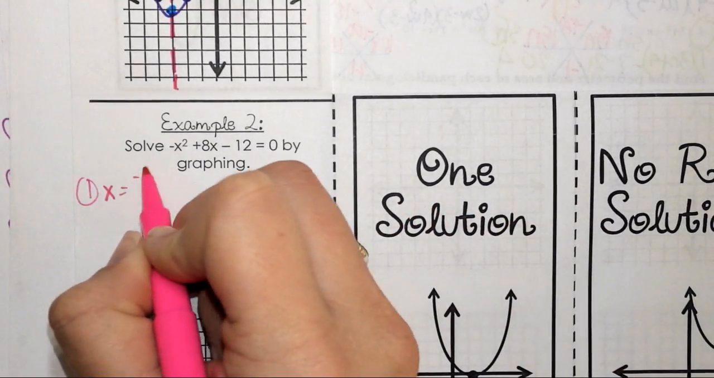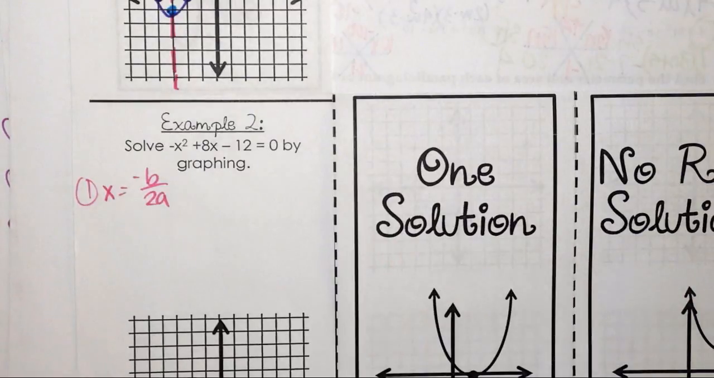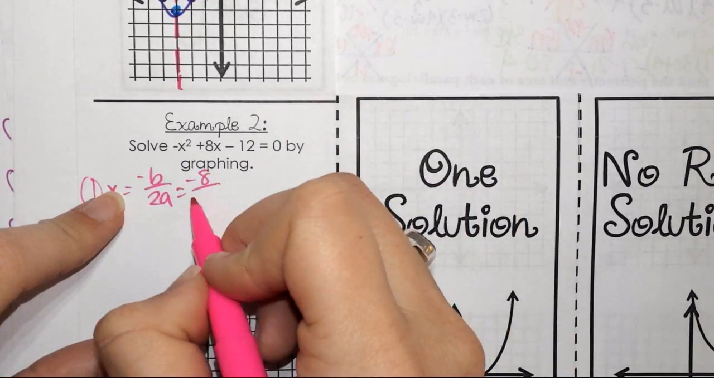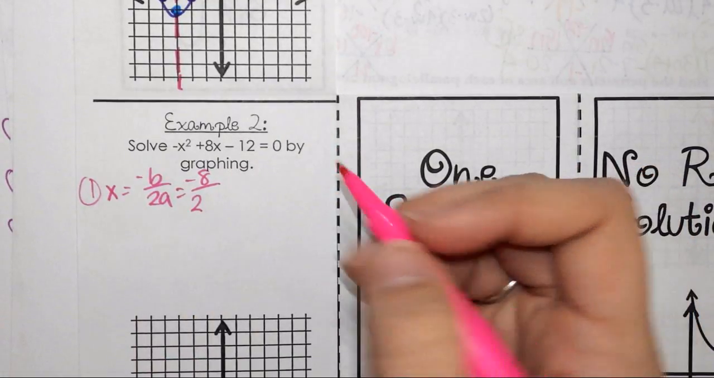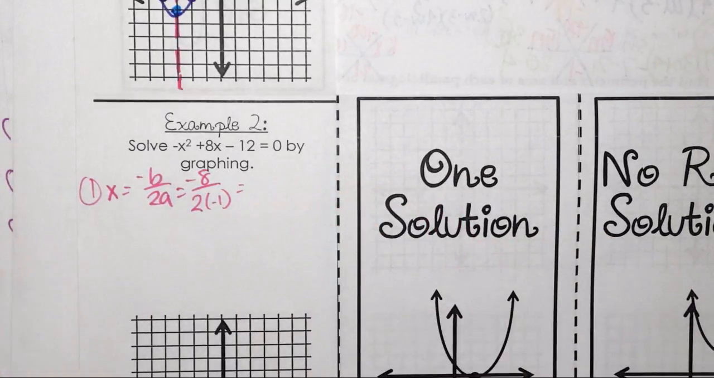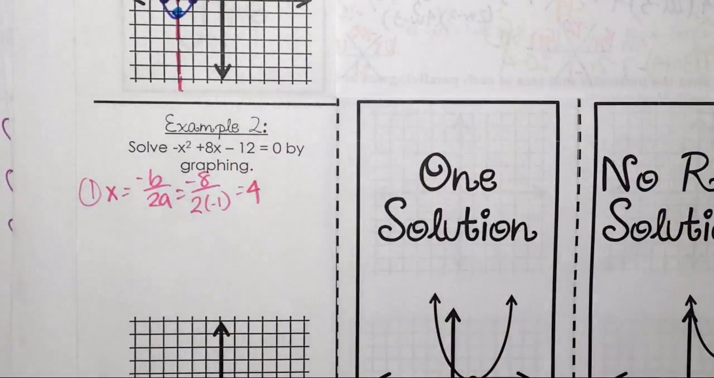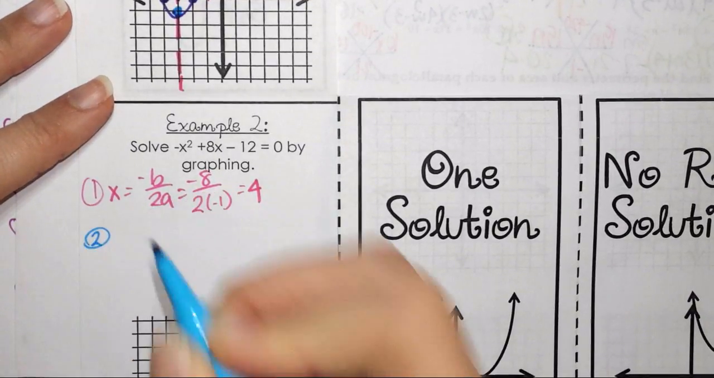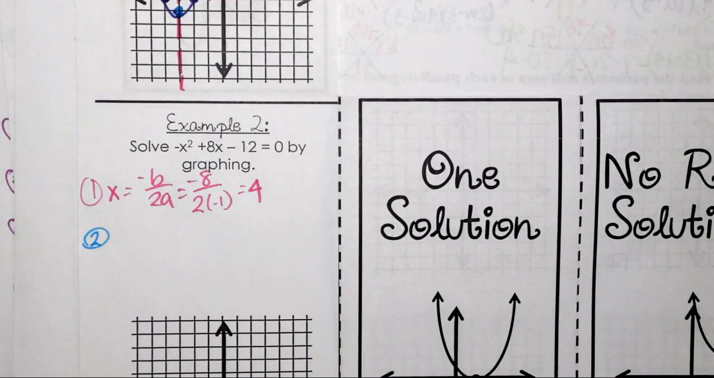Alright, so step 1 is finding your axis of symmetry. It's the opposite of B divided by 2 times A. What's our b here this time? It's 8. And then what's the opposite of 8? Good. Divided by 2 times what? -1. And that's going to give us 4.